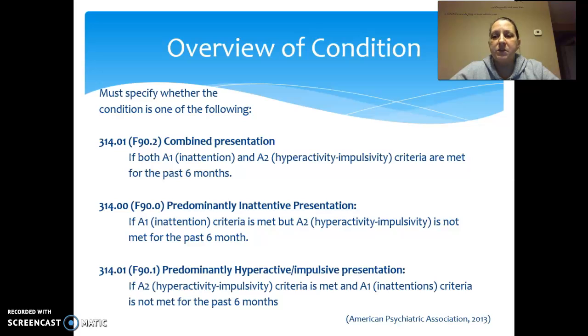When diagnosing ADHD, you have to specify whether the condition is one of the following: combined presentation if both criteria A1 and A2 are met for the past 6 months. If A1 criteria is met but not A2, they are considered predominantly inattentive presentation. If A2 hyperactivity-impulsivity criteria is met and A1 inattention is not met, then they are predominantly hyperactive-impulsive presentation.